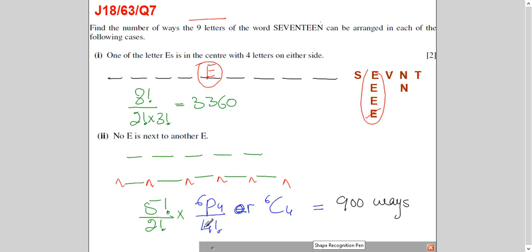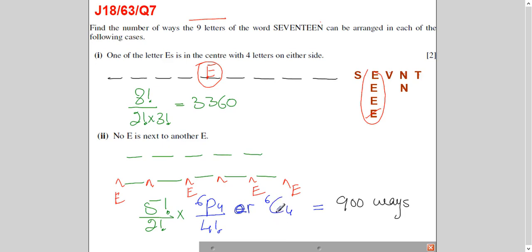Why 4 factorial? Because they are identical. If one E comes here, another E comes here, one comes here, and one comes here. So out of these 6 positions, they can come on any 4 positions, then you will divide by 4 factorial. Or you can do straight away 6C4. So these are 2 ways to do it. So please remember and understand it. So use it intelligently, right?